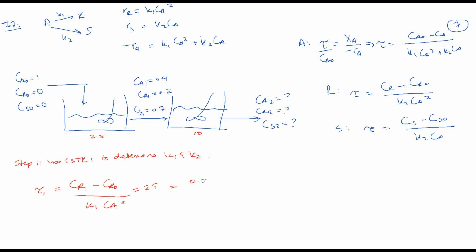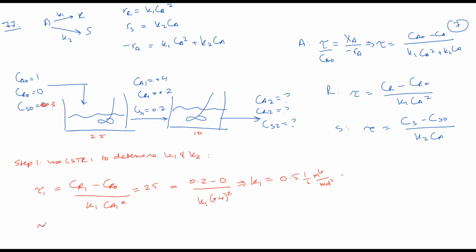CR1 I'm given to be 0.2. CR0 I'm given to be 0, divided by K1. CA1 I'm also given, it's 0.4 squared. So in this system, I only have K1 missing. You calculate K1, you get K1 to be 0.5. Again, it's a second order reaction, so just write the units. Whatever it is, I think it's 1 over second meter to the 6 squared, right?